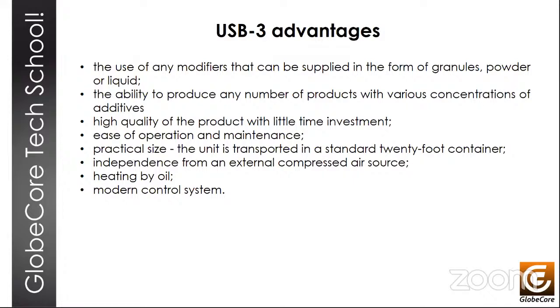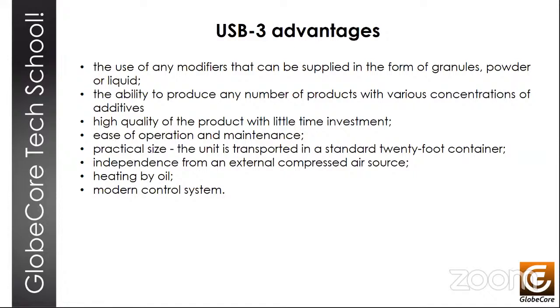Right, so let's talk about how good the USB 3 is, about its advantages. So, the ability to use any known modifier today, including crumb rubber and various special additives such as SBS, any known SBS. The polymer can be supplied in the form of granules, powders, or liquid if necessary, so that is a big plus. It's capable of producing any number of products with different concentrations of additives because those are all adjustable quite easily. The product quality is quite good with a little time investment.